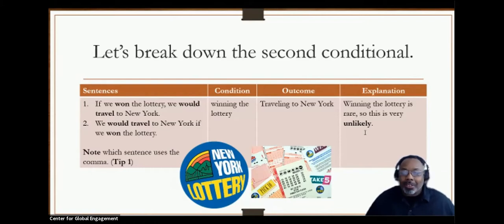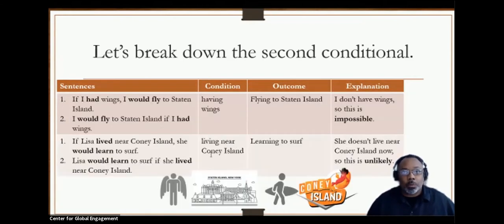Now, what's the outcome? You win the lottery, traveling to New York, right? And what's the explanation? Why is this a conditional? Why is this a second conditional specifically? Well, winning the lottery is rare. So this is very unlikely. So remember that the second conditional is either unlikely or impossible. Okay? So let's go through the next sentence, which will talk about impossible and more unlikely.